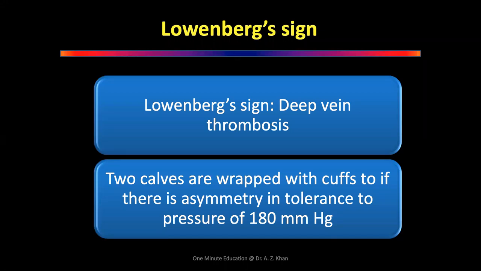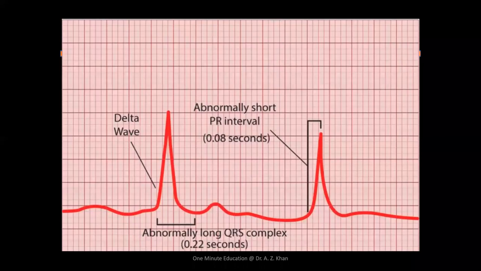Okay? Say yes, somebody. And then yes, sir. Okay, what is this? This is very classical. You must know the answer to this. Abnormally short PR intervals, abnormally long QRS complex, and most importantly, presence of a delta wave. Delta wave is very classical and you must know what it is.